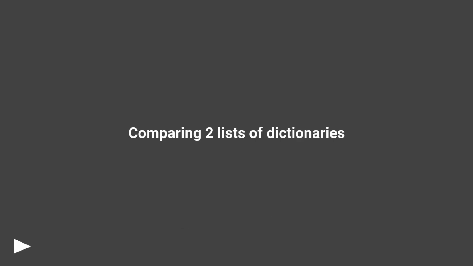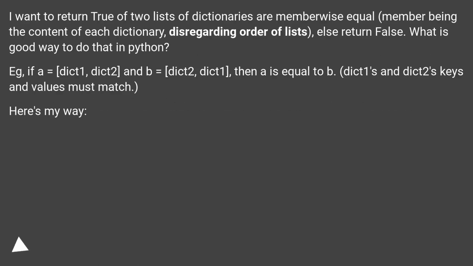Comparing two lists of dictionaries. I want to return true if two lists of dictionaries are member-wise equal, member being the content of each dictionary, disregarding order of lists, else return false. What is a good way to do that in Python?